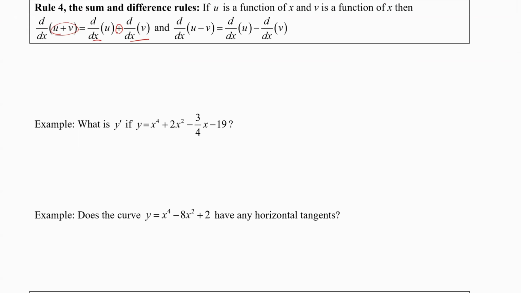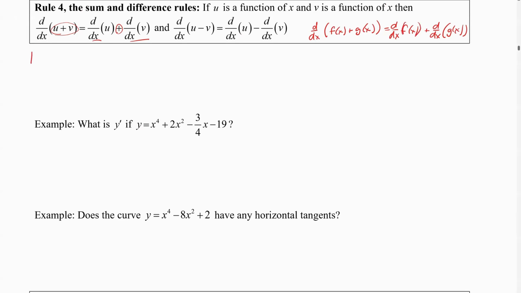Right? I know it says u's and v's here. Let's do this rule with f's and g's. This says the derivative of f plus g of x is the derivative of f plus the derivative of g. That's the way it looks if I change it instead of using u's and v's.